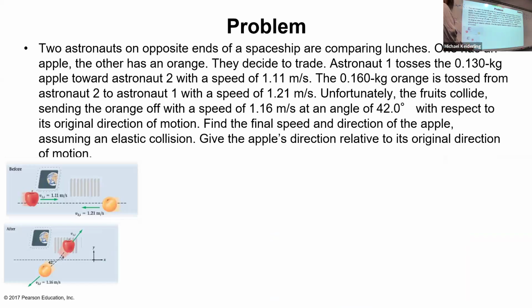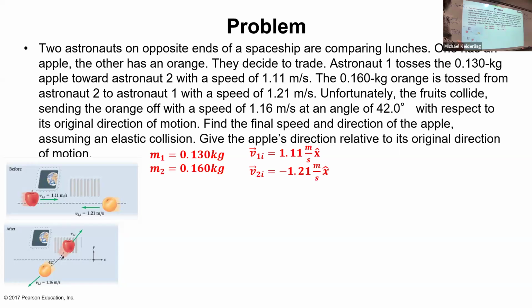So let's do this. Mass 1 is 0.13 kilograms. Mass 2 is 0.16 kilograms. V1 initial is 1.1 meters per second in the x direction. V2 initial is minus 1.21 meters per second in the x direction. V2 final is 1.16 meters per second at 42 degrees. V1 final is something at something. Okay, I'm doing this like the book did. It's possible to just do this with momentum, but I'll do it like the book did.